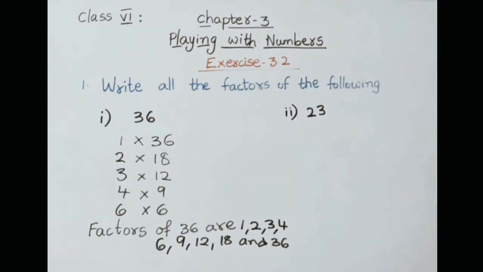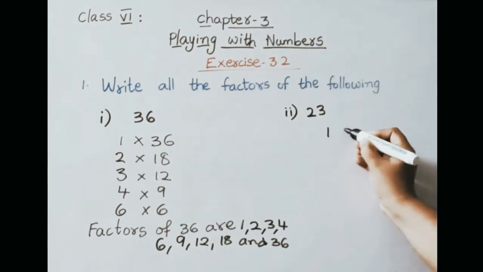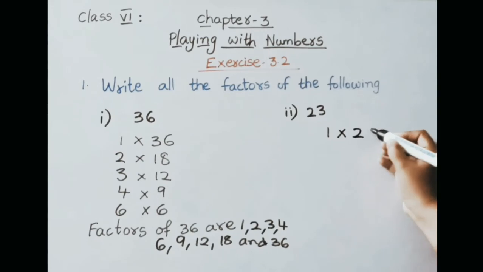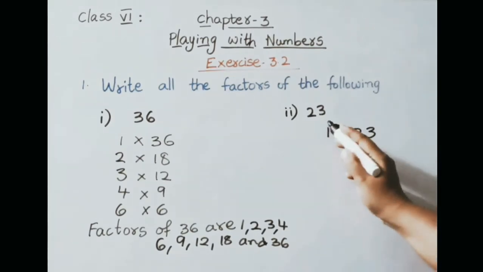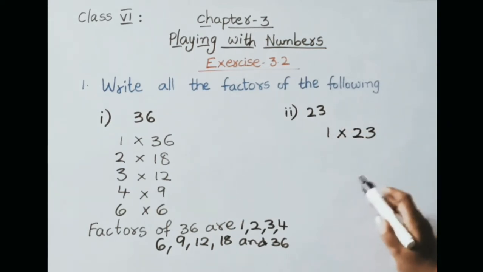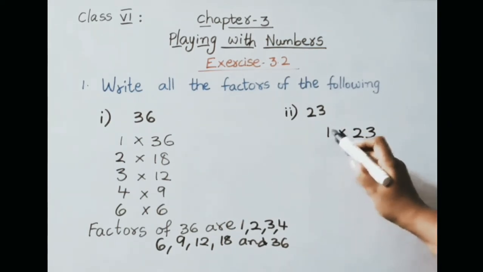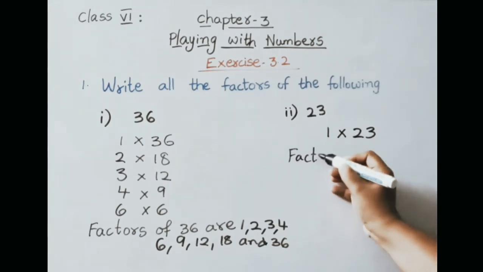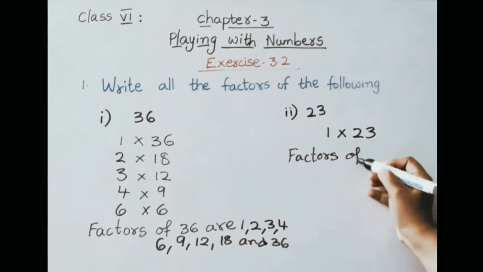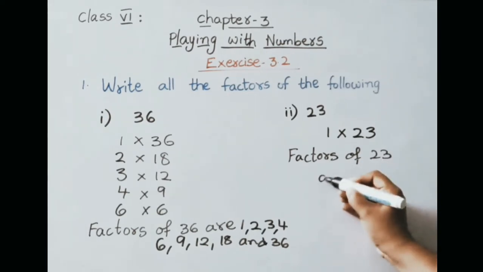See the second sum now. We need to find factors of 23. Let us write 1 into 23. Here 23 is a prime number, so it has only two factors, that is 1 and itself. So factors of 23 are 1 and 23.